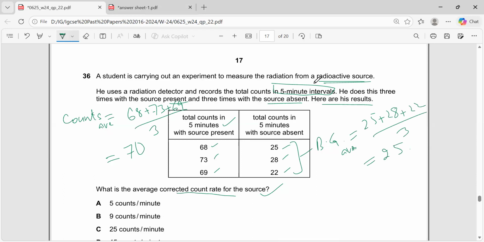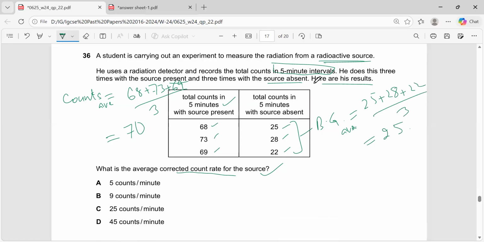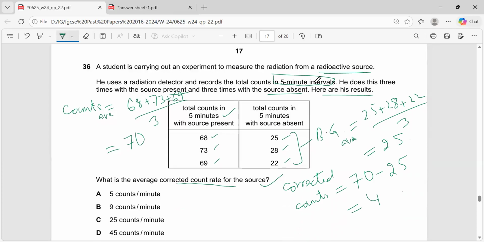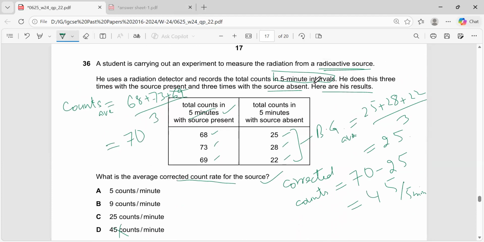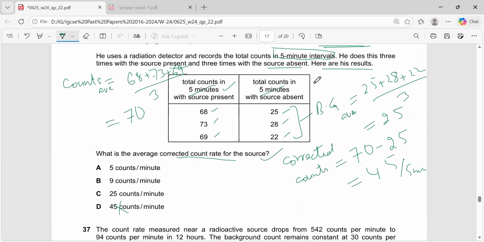Now, my dear friends, let's calculate the corrected counts. We know corrected counts, simply we can calculate. It will be equal to 70 minus 25. How much? 45. And everybody does this, D, as the answer. D is not the answer. It is 45 per 5 minutes. See, 5 minutes, 5 minutes.